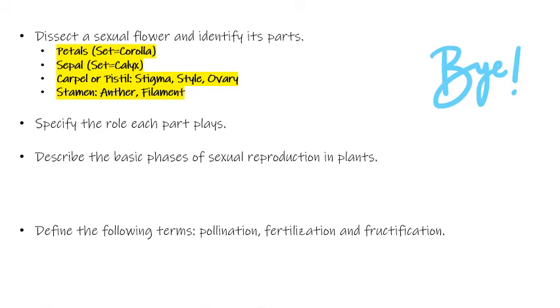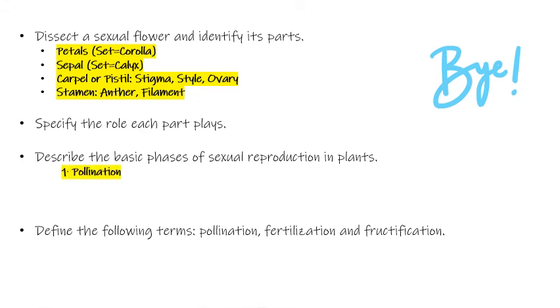What is the job of each part? The petals, since they have bright colors and a beautiful smell, attract pollinators and insects. Sepals protect the flower as it's growing. The carpel or the pistil is the girl, the female part that holds the seeds inside. It has the ovules, which are the eggs needed to make seeds. The stamen is the male reproductive organ that produces pollen grains, also needed to make seeds.